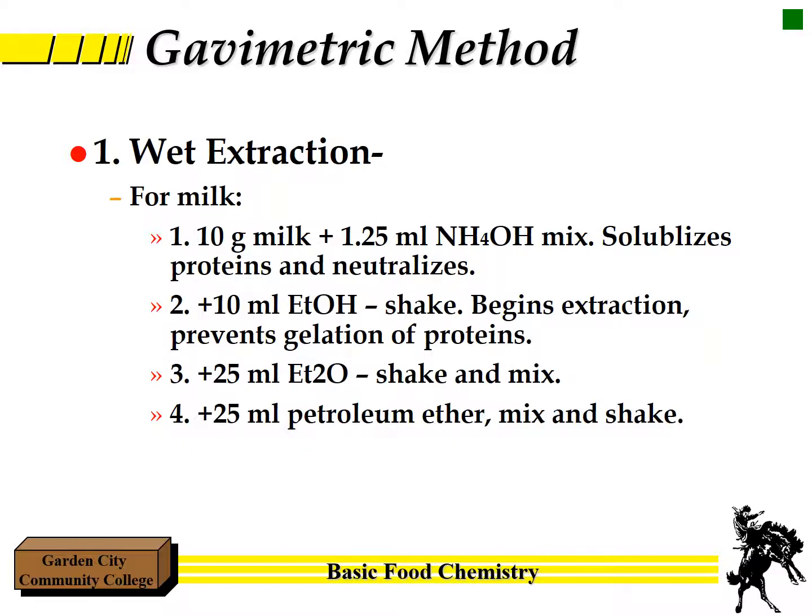So first on the gravimetric method would be, again, wet extraction. So if you have a wet sample, you want to determine the amount of fat that's in milk, for example. You take your sample, add NH4OH, and mix it. It's going to solubilize the protein and start to neutralize the acid you have. Then you add about 10 mL of ethanol and make sure it's shaken up pretty good. That actually begins the extraction and prevents gelatination of the proteins. And then you add ether, shake and mix, and then you add, the biggest thing, petroleum ether. So that'll mix with the fat, and you mix and shake it.